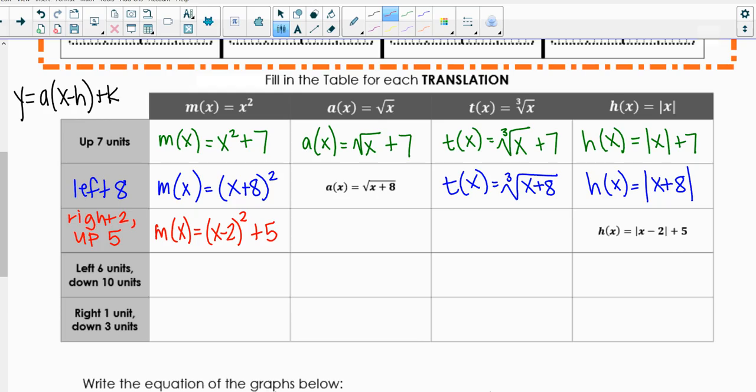So you guys, they look the exact same. You're just changing the parent function. That's what we want to stress here. So a of x would then be the square root of x minus 2. Make sure that it's very clear that that is under the radical. And then you have a plus 5, okay?